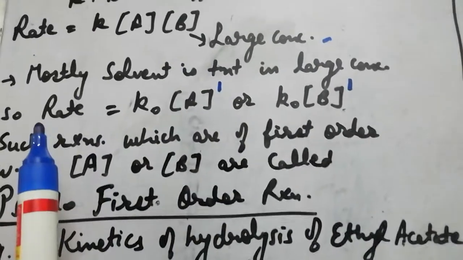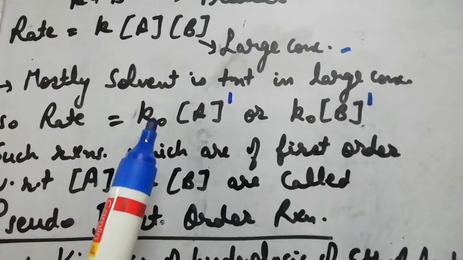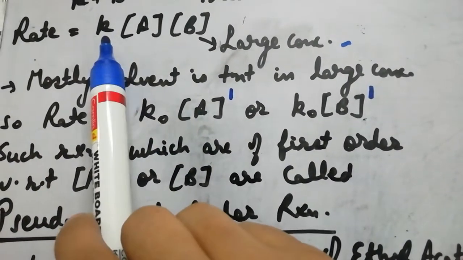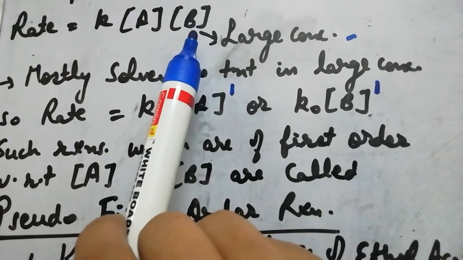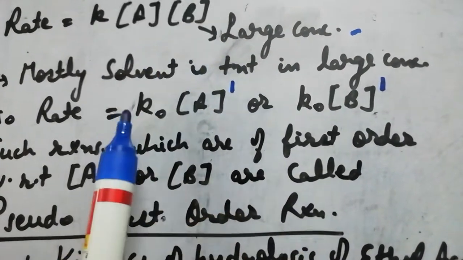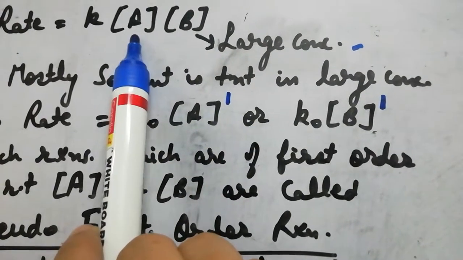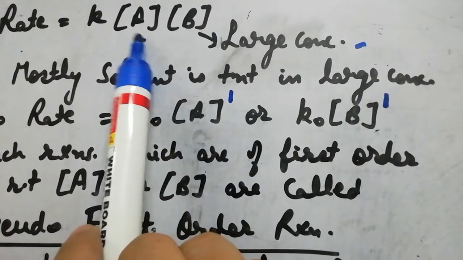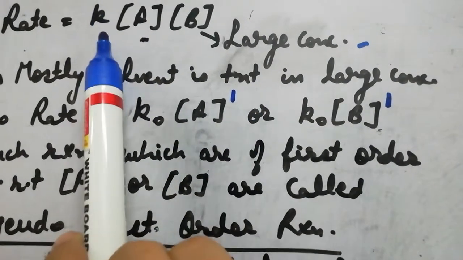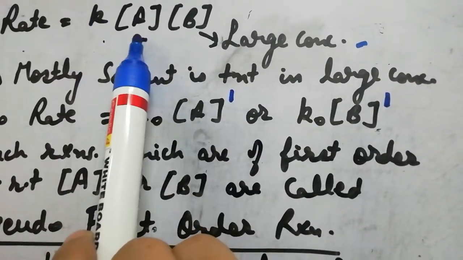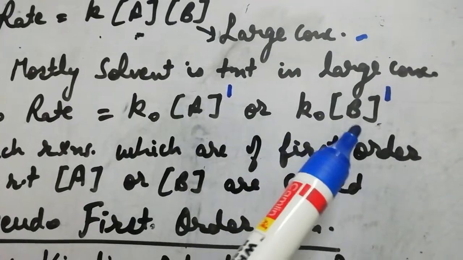So how we can write rate of reaction? Rate is equal to K naught. Here K naught is the product of K and the concentration of reactant which is taken to be constant. K naught into A, or if A is taken as solvent molecule, then its concentration will be taken as constant. So K, product of K into concentration of A, that will be written as K naught into B.